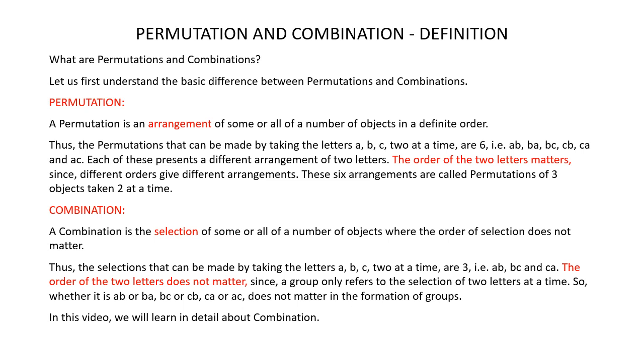Hope you have understood the difference between permutations and combinations. Permutation is arrangement and the order of the objects matters. Combination is selection and the order of the objects does not matter.